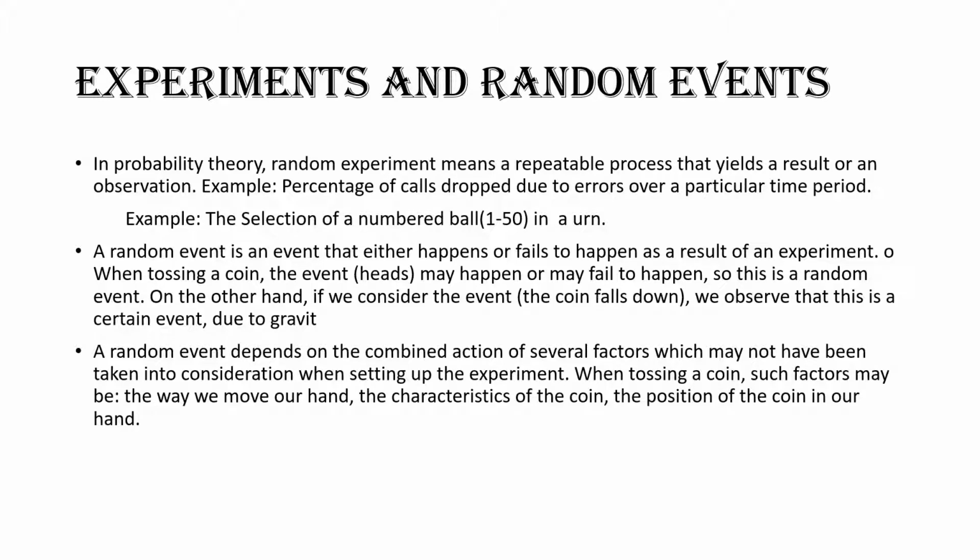A random event depends on the combined action of several factors which may not have been taken into consideration when setting up the experiment. When tossing a coin, such factors may be the way we move our hand, the characteristics of the coin, the position of the coin in our hand.